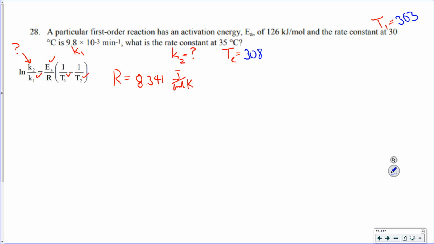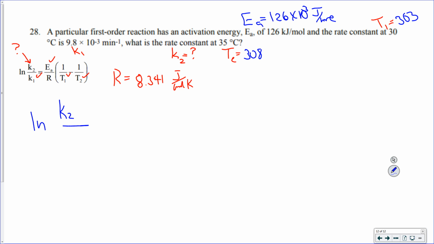The other thing, when I do the activation energy, to make it cancel out with R, I need to put it in joules. So multiply it by 10 to the third joules per mole. And on the last test we did this, some of you went the wrong way. Make sure you multiply it by 10 to the third. So now we just plug in and start solving.